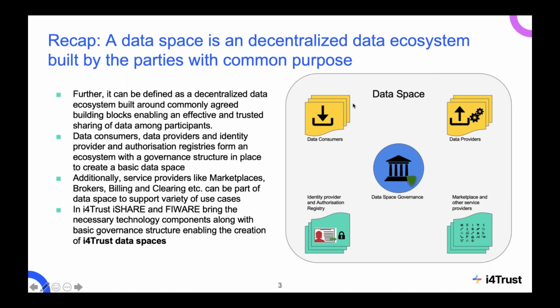Now in this picture, you have data consumers, data providers, and identity providers and authorization registries. These form an ecosystem with a governance structure to create a basic data space. And in addition, you can add services like here marketplace services or to support a variety of use cases.